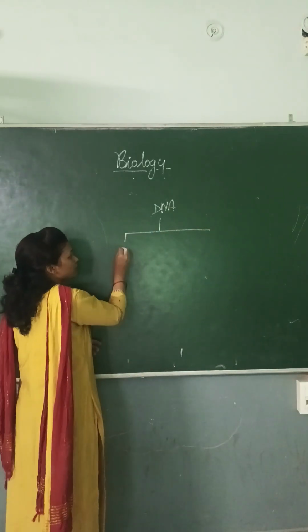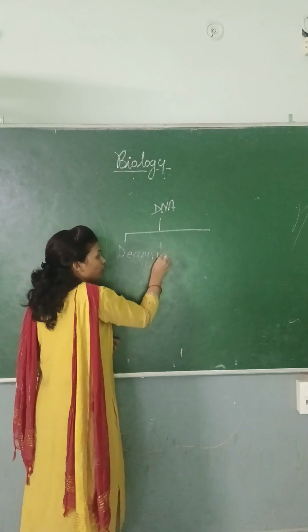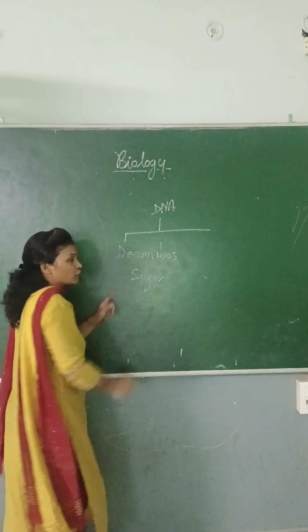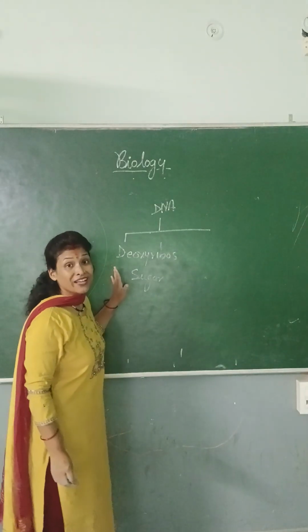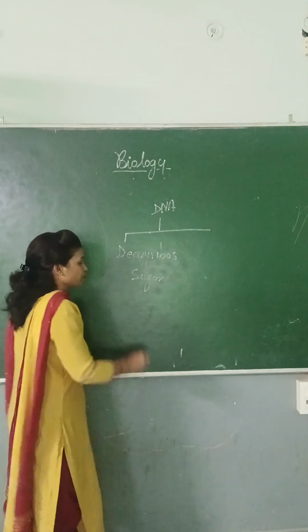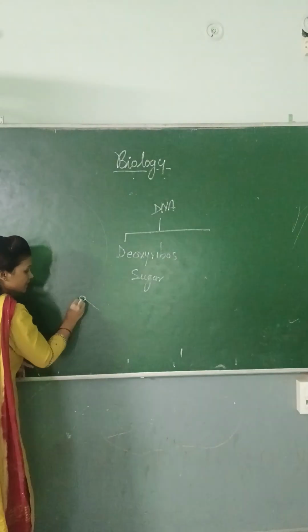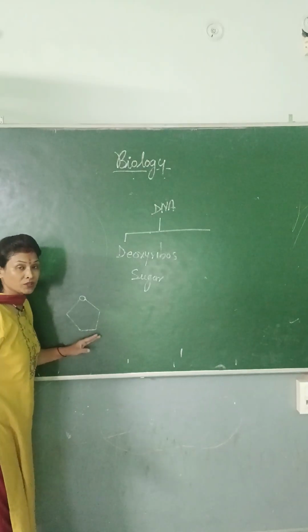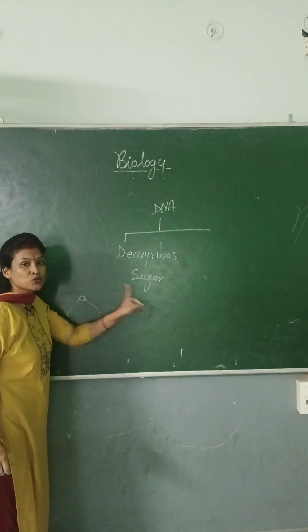The first one is deoxyribose. The first component is deoxyribose, and this is the 5-carbon ring structure. Here you see, this is the 5-carbon pentose sugar, and in the case of DNA, it's known as deoxyribose sugar.